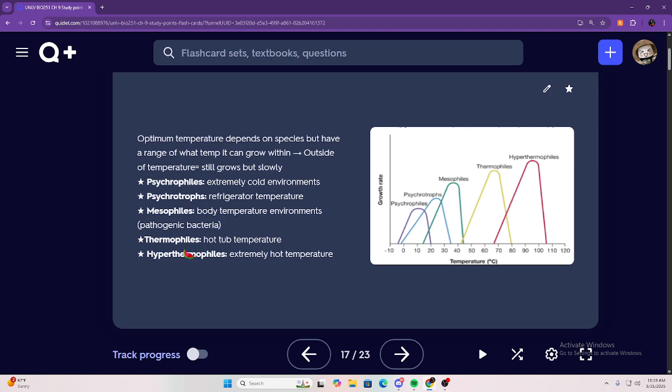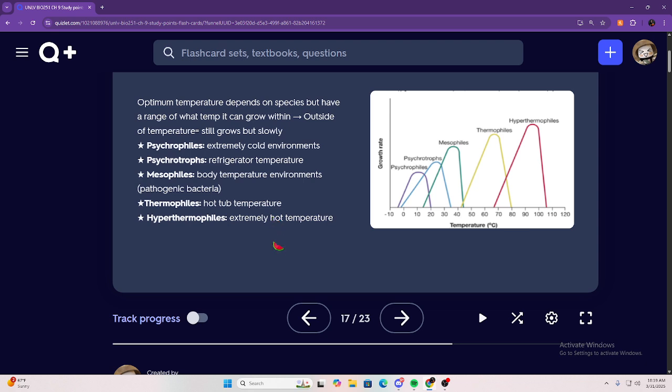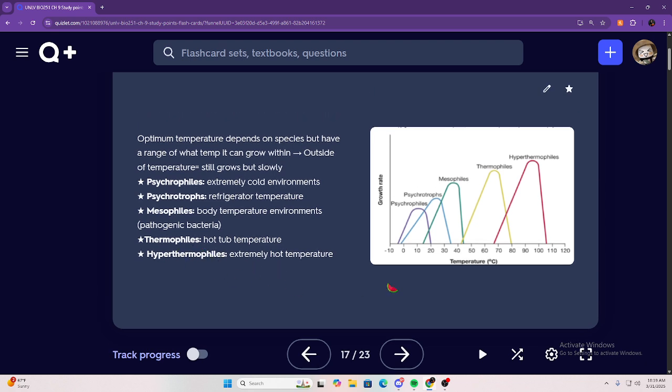Mesophiles are going to be within our body temperature, and these are the pathogenic bacteria that we most often come across. Thermophiles, we think about like hot tub temperature, pretty hot but not scalding hot. And then hyperthermophiles, extremely hot temperatures.